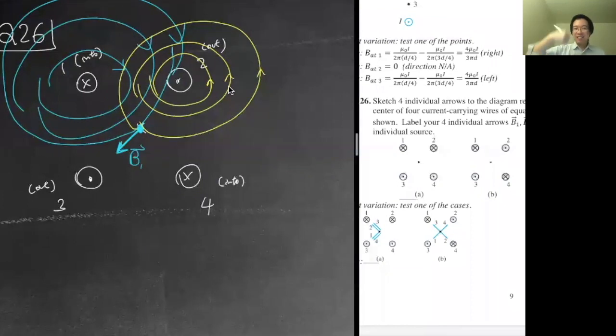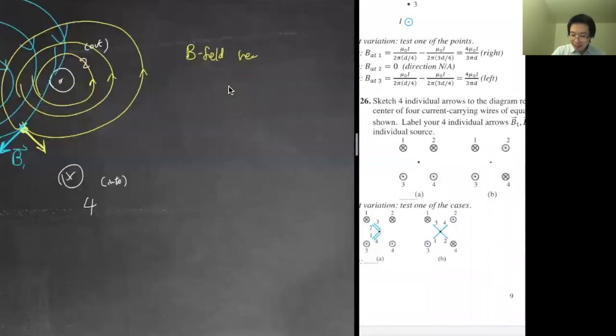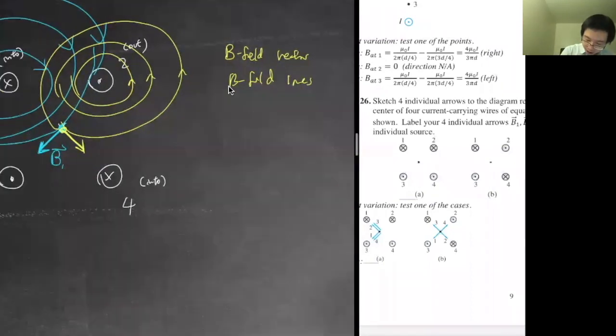So at this point, it's going to be tangent to the field lines. The relationship between magnetic field vectors and magnetic field lines is the same as electric field vectors and electric field lines. The tangent of the line tells you the direction of the vector at that point. Okay, so this is B2.